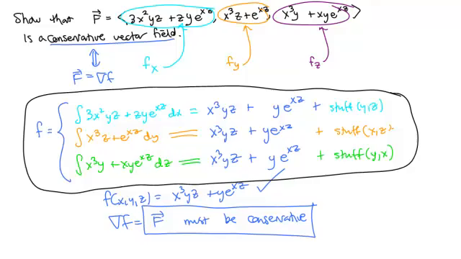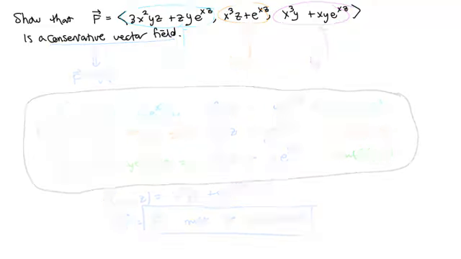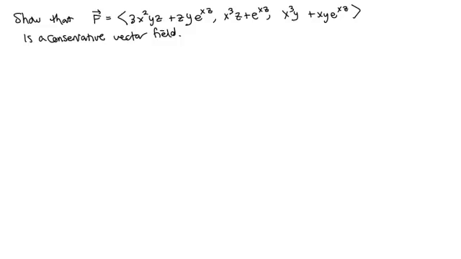So if we were to return to this example before, which took a lot of effort on our part, we can now re-examine it in light of this new result. Notice that the domain of f would be the domain of each one of its individual pieces. Well, since each one of its components is either a polynomial or a product of polynomials and exponentials, the domain of f is all of R3, which is simply connected.